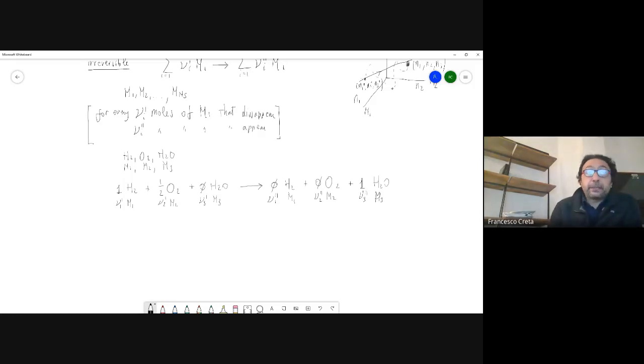So what does the statement tell us? It tells us that, for example, every 1/2 mole of O2 that you see disappears from the reactants, okay? How many appear? 0.